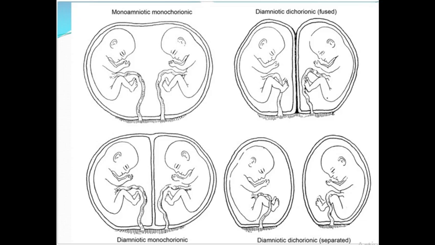placenta. Now, on the far right corner, we have the diamniotic, dichorionic, and in this case, they are fused together. So each of them has its own placenta and amniotic sac, but they are fused together in the middle. Then we have diamniotic and also dichorionic, which is separated. Each of them has its own placenta and amniotic sac.